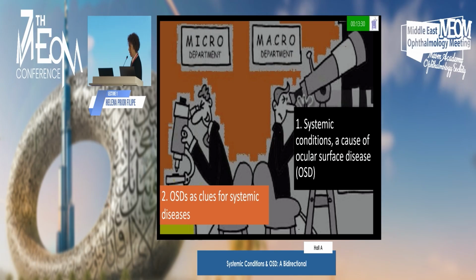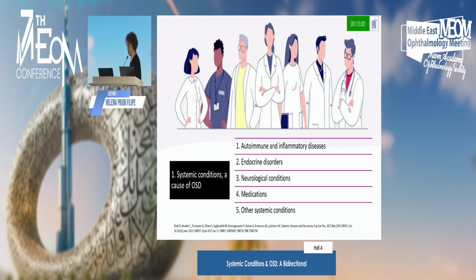Let's look at this topic as looking at systemic conditions as causes for ocular surface diseases. And on the other hand, let's look at when we are at the clinic, looking at the eye examination, and by that looking for clues that can trigger our reasoning for looking for systemic diseases. Let's start with the first.